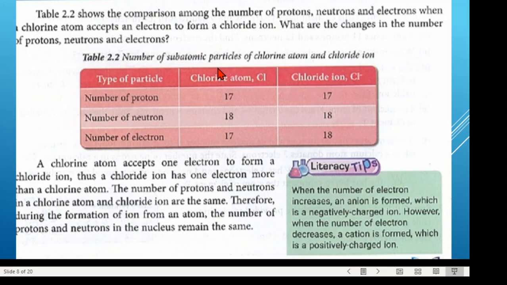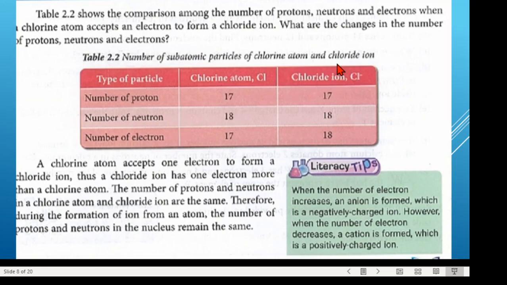So it means atom. It is still neutral. Its number of proton is 17. Okay. Its number of neutron is 18. Its number of electron is 17. See? 17 and 17. When it is an atom, it is neutral. The number of proton is the same as the number of electron.